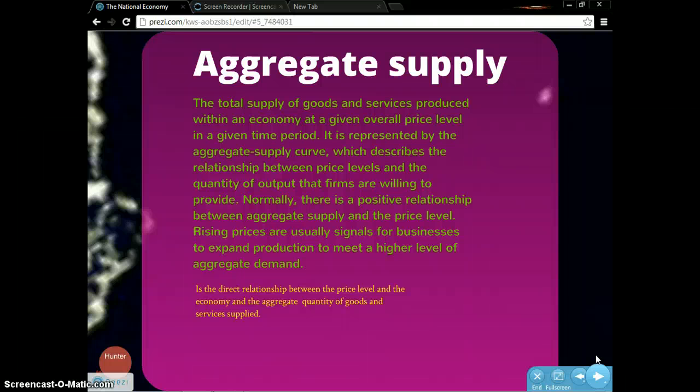Rising prices are usually signals for businesses to expand production to meet a higher level of aggregate demand. It is a direct relationship between the price level and the economy and the aggregate quantity of goods and services supplied. And that is our presentation.